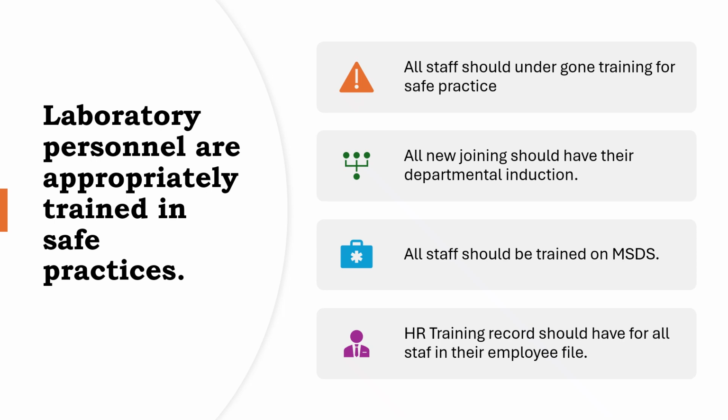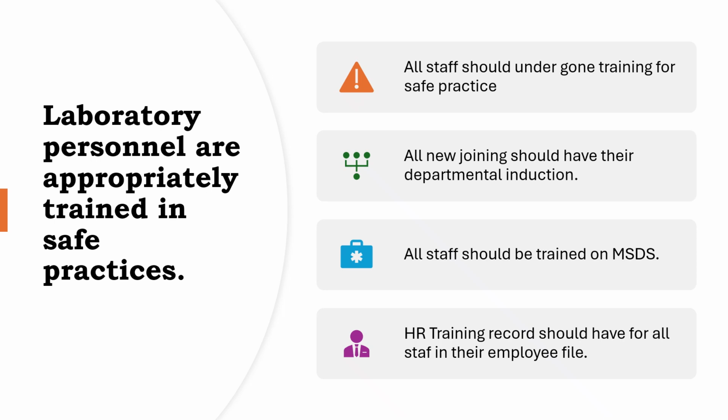Laboratory personnel should be appropriately trained in safety practices. All staff should undergo training on safety practices: how to handle the sample, how to run the sample, how to collect the sample, and how to transfer it. Safe practices should be trained to the staff. If they come into contact with any chemical, or a chemical spills into their eyes, how they should act on that should also be trained to the staff.